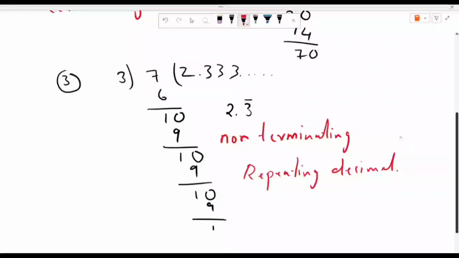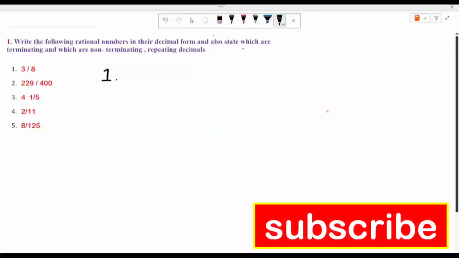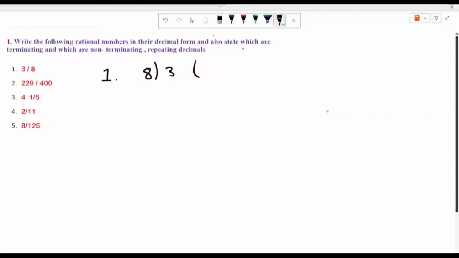Let's move to our textbook exercise. Now let us take the first question. The first question is 3 divided by 8. So I can write it as 3 divided by 8, with 8 as the divisor. Now 8 is the bigger number, so I will write a decimal point and 0, so it will become 30. Now 8 3s are 24.